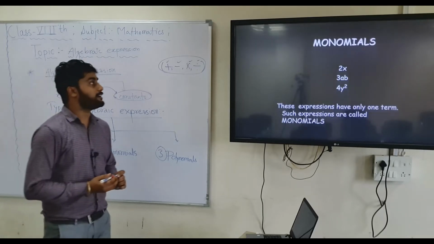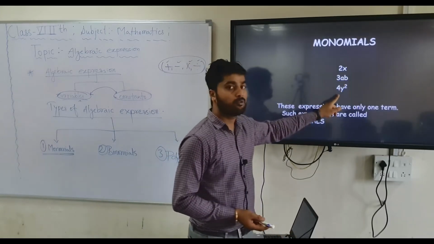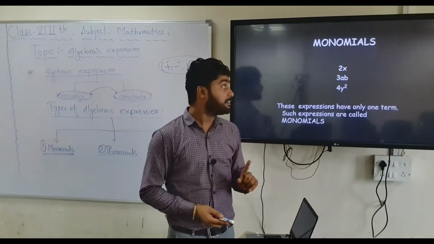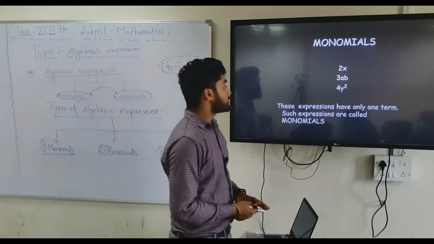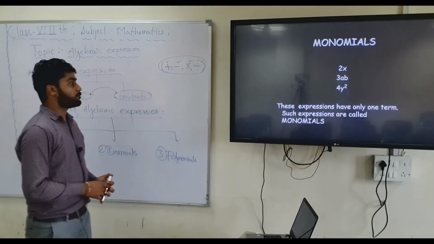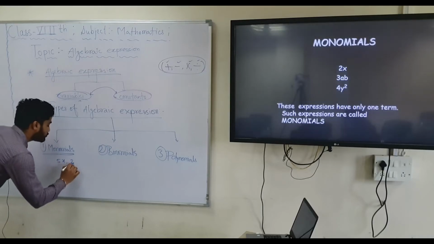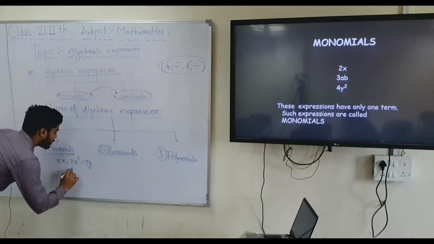See in this slide, 2x, 3ab, 4y square. You can observe that only one term is there. This expression has only one term. Such expressions are called monomials. Some examples of monomials are 5x, 2x square, minus 9y, and so on.